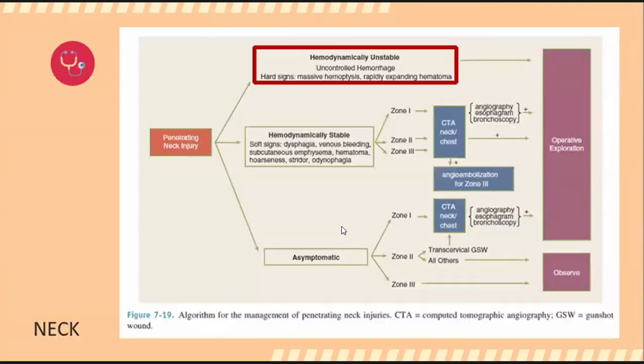So, to rule out any injury, we can do CTA, esophagoscopy, and bronchoscopy. But sa zone 2, pag transcervical yung gunshot wound, ibig sabihin through and through, again, CTA. But if asymptomatic naman, we can observe the patient for progression of symptoms. But if the symptoms progress, nagkaroon na ng hard signs from soft signs, naging unstable yung patient, nagpersist yung bleeding, nagkaroon ng hematoma, yung patient will present na with disfigurement, dyspnea, upper airway obstruction. So it necessitates exploration na.